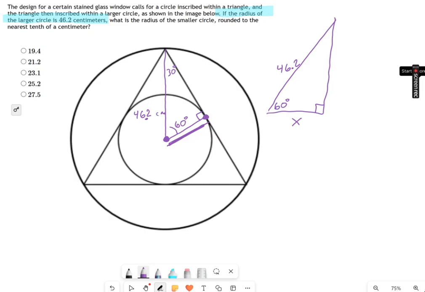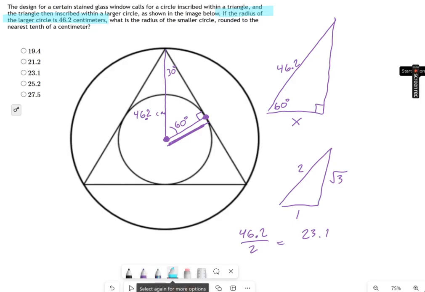If you remember how these special angles work, a 30, 60, 90 triangle goes in this ratio: 1, radical 3, 2. So x right there is simply half of the hypotenuse, right? This is where I'm looking over here, if you need to follow me. I'm looking at those two and saying, okay, one of them is half of the other one. So I'm going to take that 46.2 and divide it by 2. And what do I get? 23.1. Not divided by anything, 23.1. That's our answer. So that's how you do this problem.